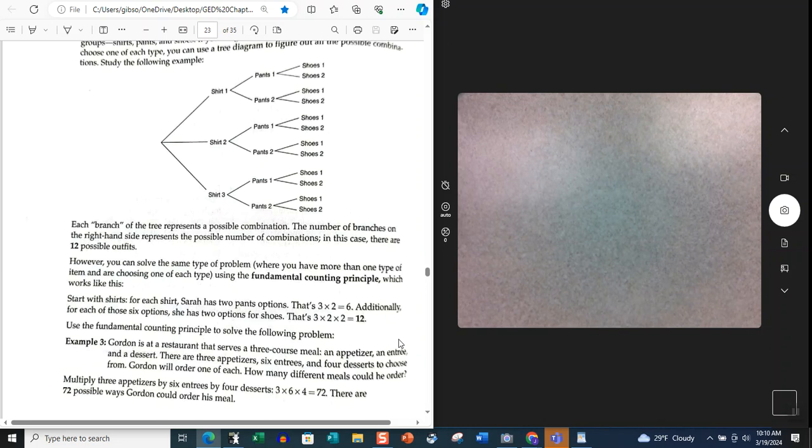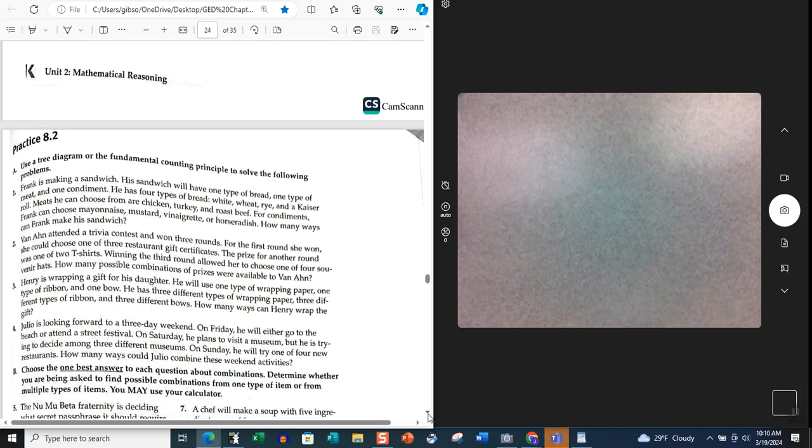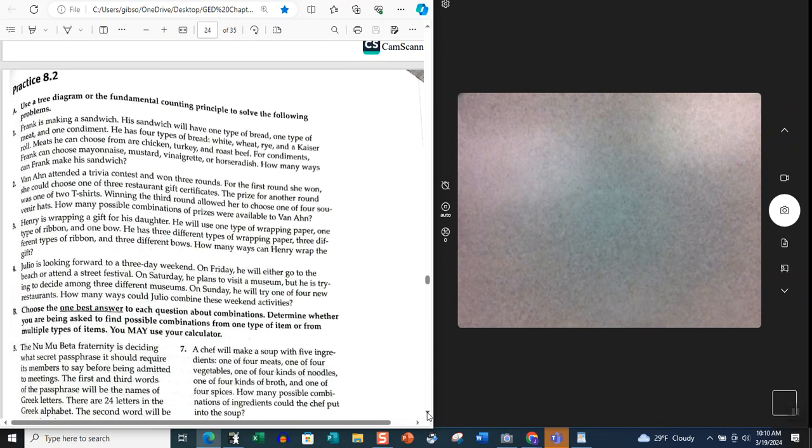Multiply 3 appetizers by 6 entrees by 4 desserts. So we will multiply 3 times 6 times 4, which is 72. There are 72 possible ways Gordon could order this meal. Okay, now we're going to apply this to the lesson here.